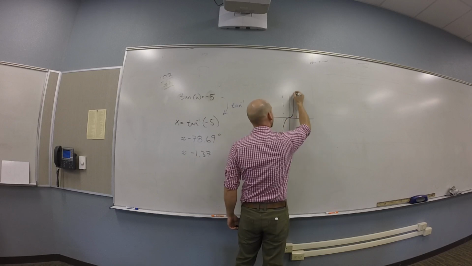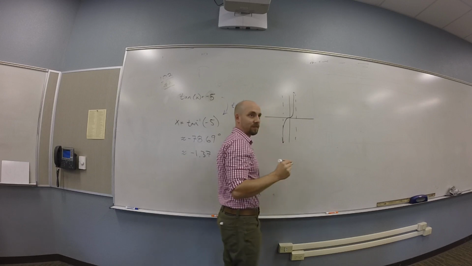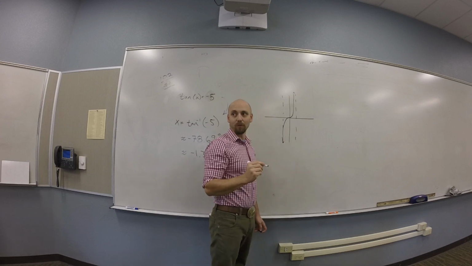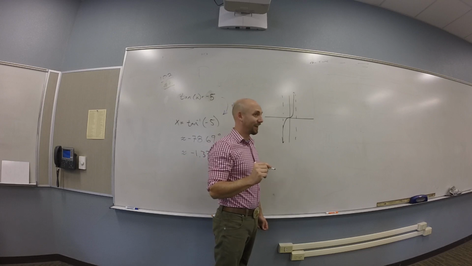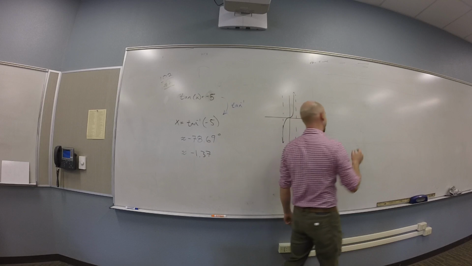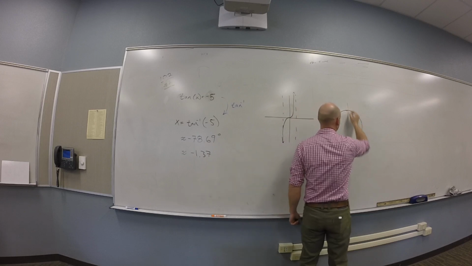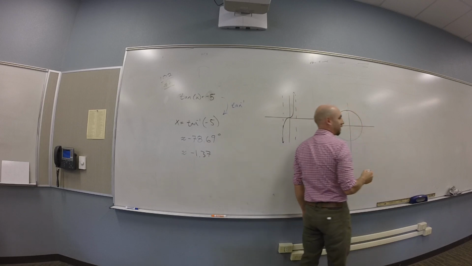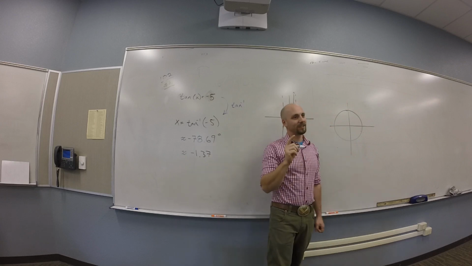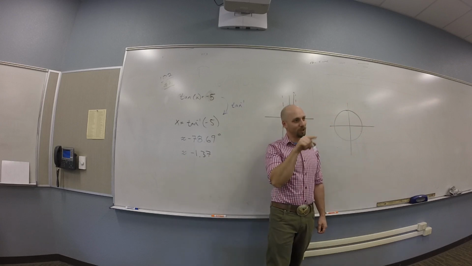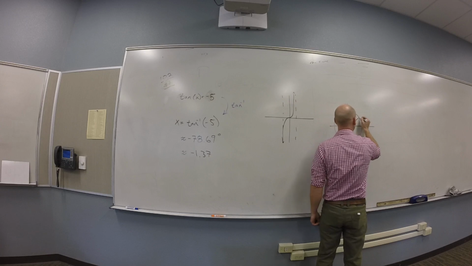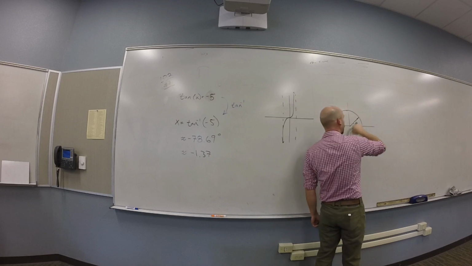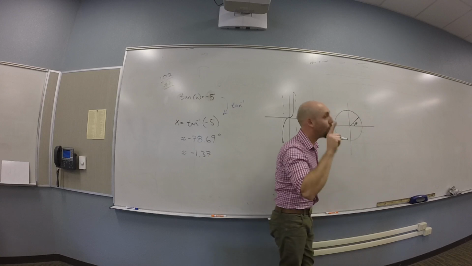So tangent looks like this, right? You guys remember where to get tangent off the unit circle? Yeah. The slope. Sine over cosine. Tangent is the TOA part, right? The opposite over the adjacent. It's just the slope. If this is an angle theta, then the slope of this line is the tangent.